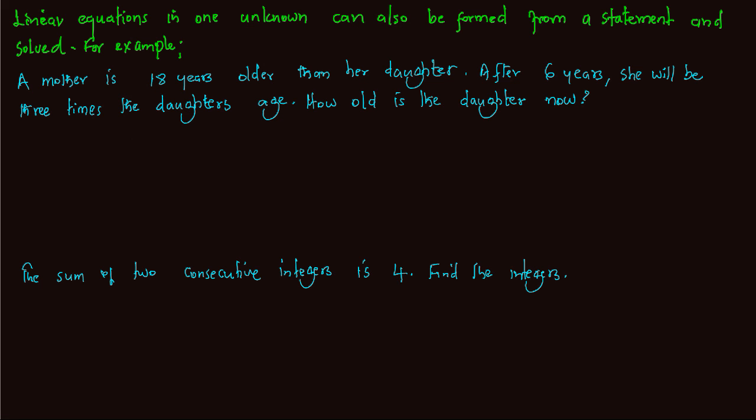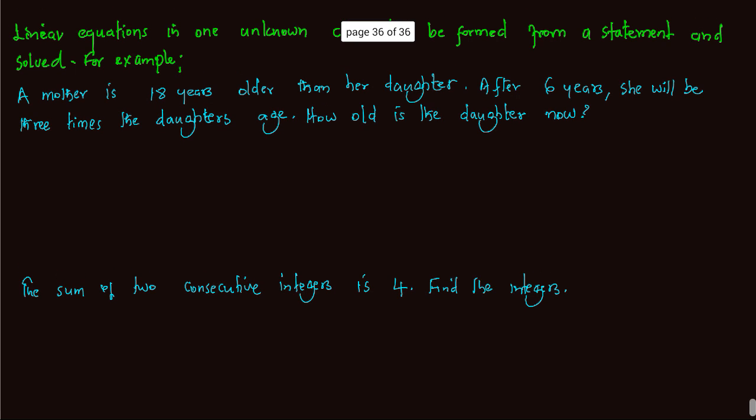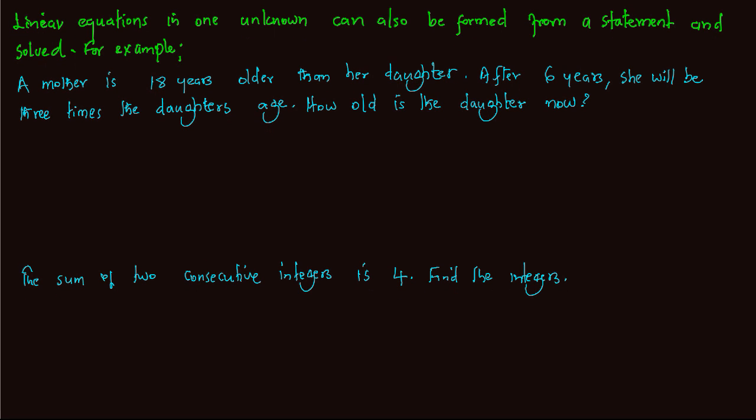Linear equations in one unknown can also be formed from a statement and solved. For example, a mother is 18 years older than her daughter. After 6 years, she will be 3 times the daughter's age. How old is the daughter now? Because the unknown here is the daughter's age, we let the daughter's age be equal to x.